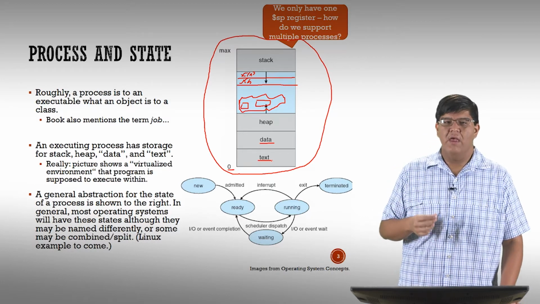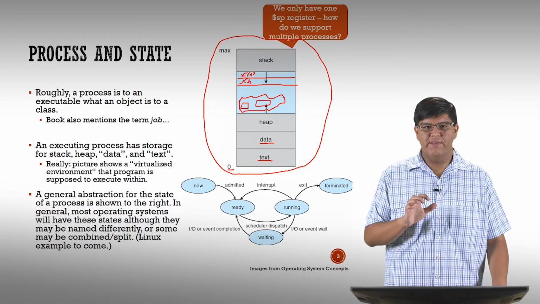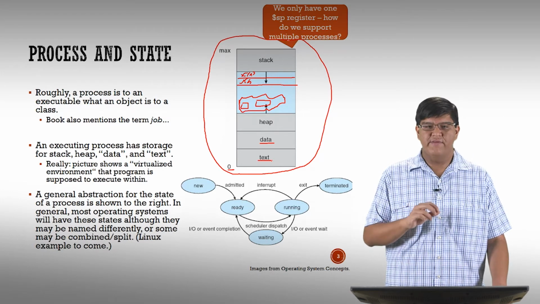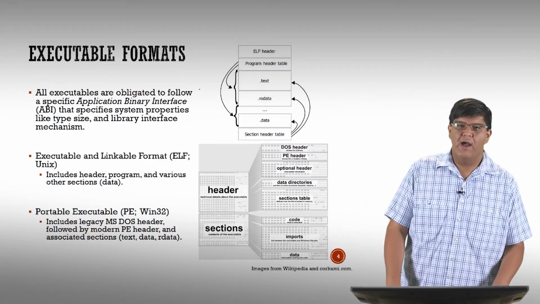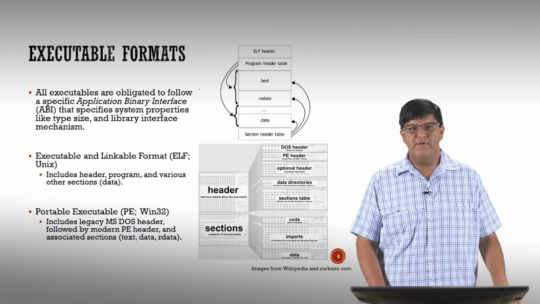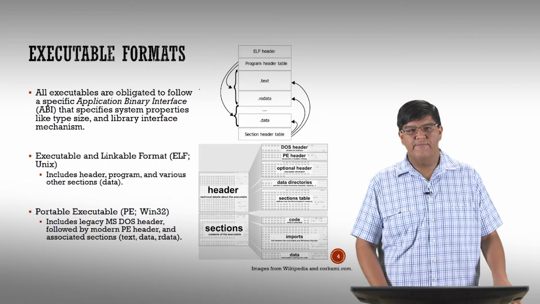system for good. So overall, this is basically how a process is represented, the different pieces of it that have to exist in memory, and then the different states that it can have. The next thing I want to talk about is executable formats. So how does a program look on the disk before it becomes a process? A process is a running thing, versus an executable is something that's stored on your hard drive.